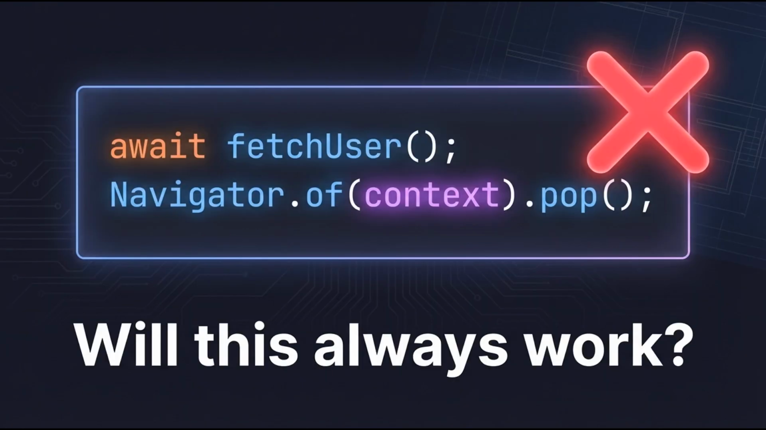Number 3. Await fetchUser, then Navigator.of(context).pop. Will this always work? If you've ever seen "looking up a deactivated widget's ancestor," you already know the answer. But do you know why?